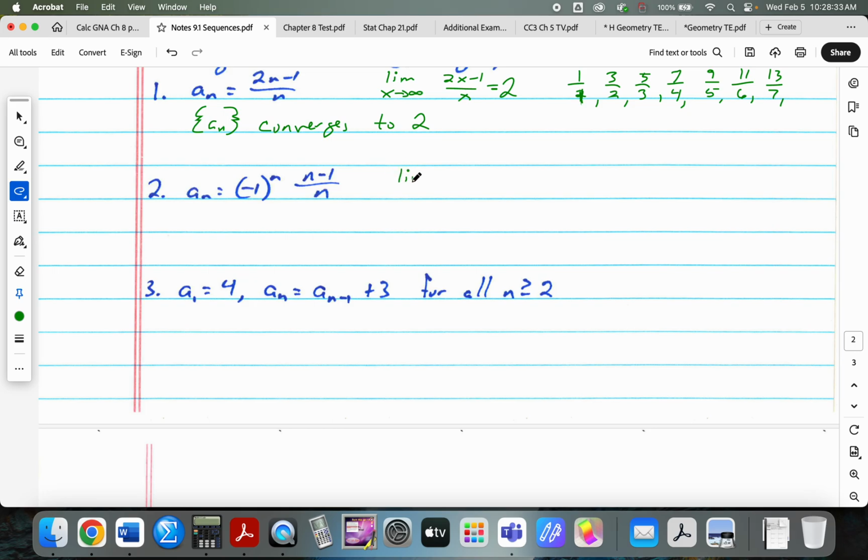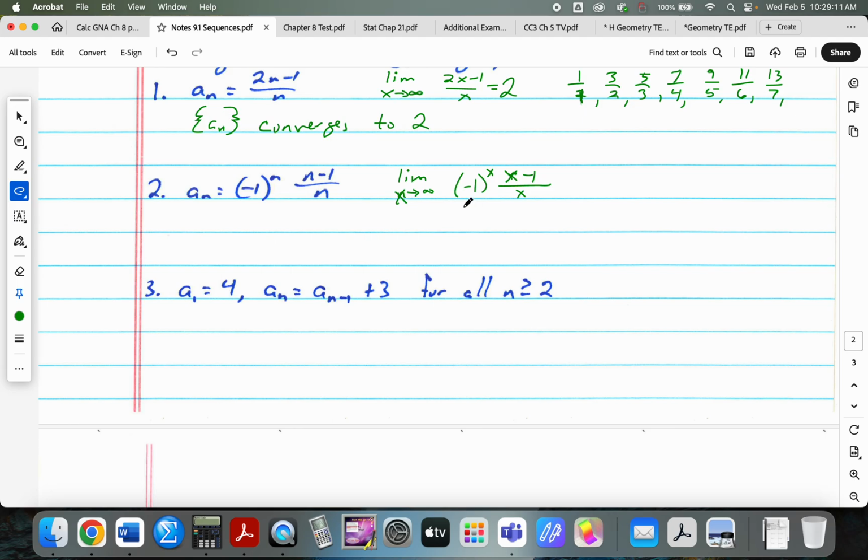So let's look at this one. What is the limit as n goes to infinity, or excuse me, as x goes to infinity, of -1 to the x times x minus 1 over x. As x goes to infinity, what is x minus 1 over x going to go to? 1. So this part's going to go to 1. What's going to happen to the first part, though, the -1 to the x?